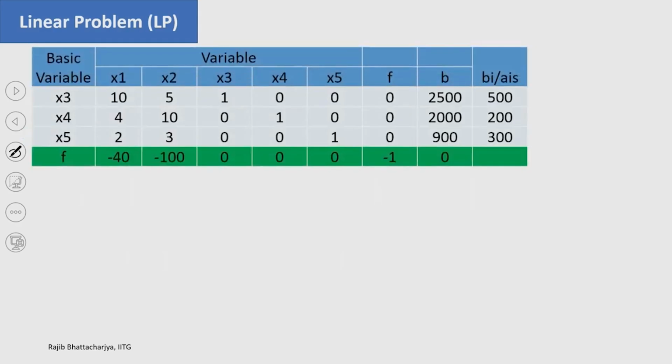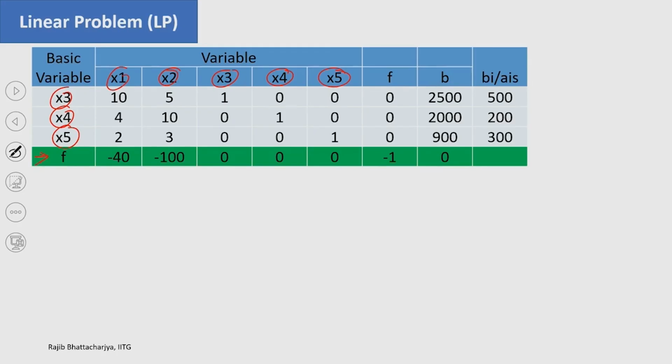So, now let us put it in the table here. I am putting it in this particular table. So, here, as I said, x 3, x 4 and x 5 are basic variables, and x 1 and x 2 are non basic variables. Now, after putting this, what is the first step? The first step is to look at the objective function row. Okay. So, if you look at it, is there any negative coefficient?